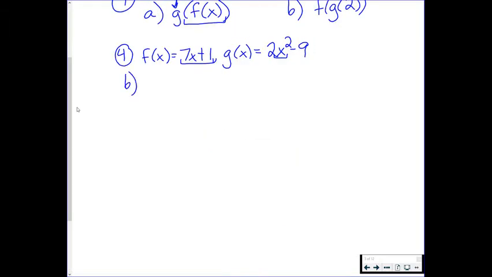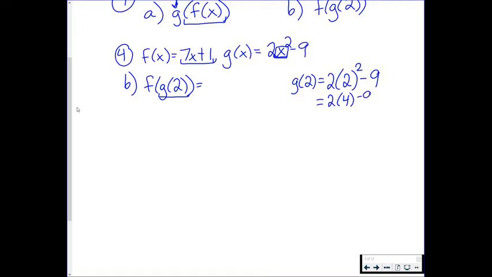To evaluate part B, we're taking f of g of 2. First, we need to find g of 2. That's found by taking 2 and plugging it in place of x, just like our function notation tells us to do. Now I'm going to evaluate that. 2 squared is 4. 2 times 4 is 8. Minus 9 is negative 1. G of 2 evaluated to be negative 1.